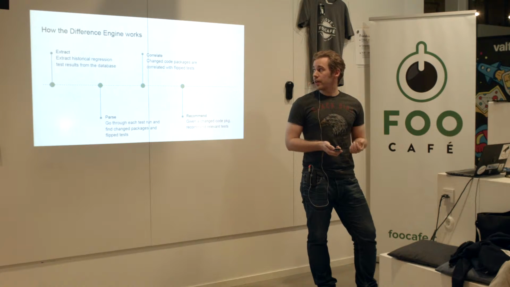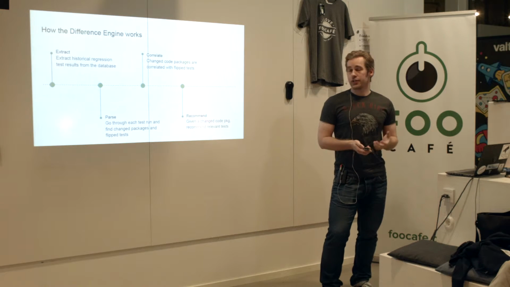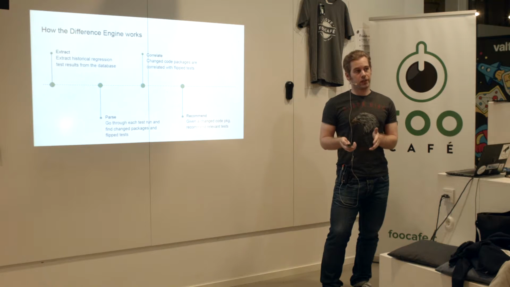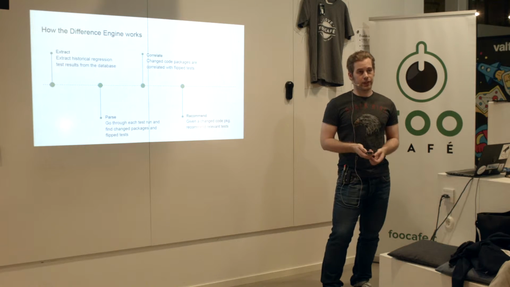When that's done, I can build a correlation database where the changed code packages are correlated to the specific tests that flipped. And in the end, you can use the program to get the recommended set of tests to run.